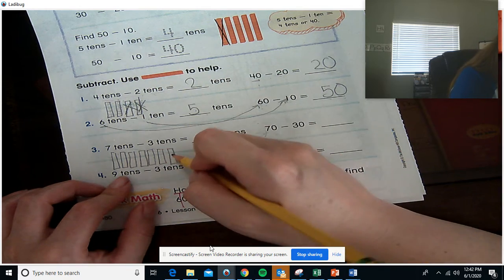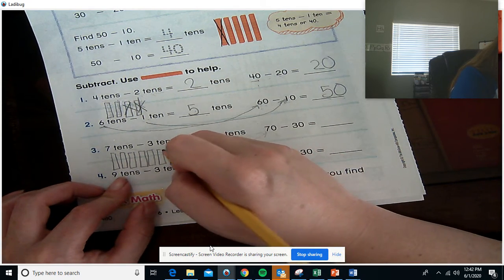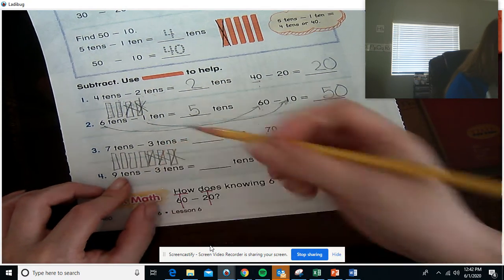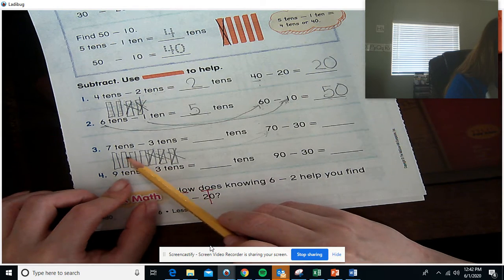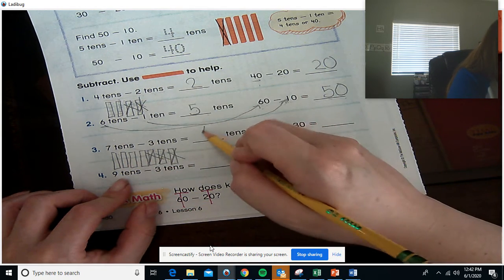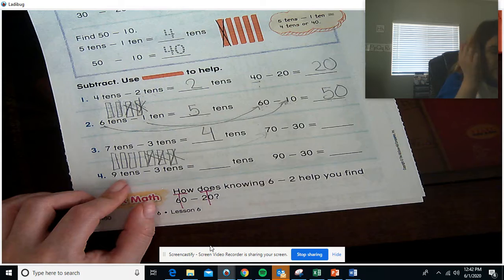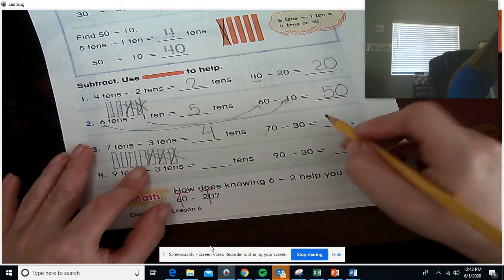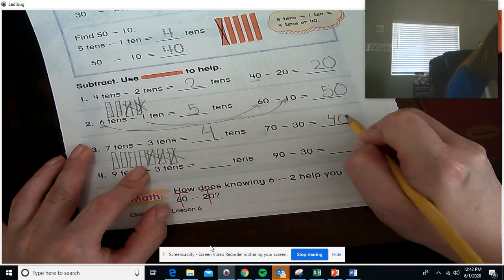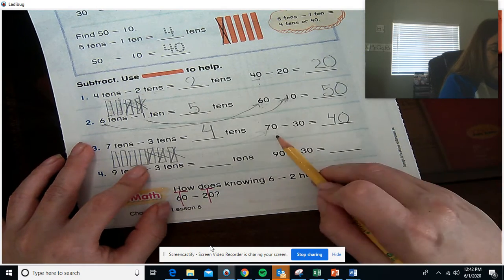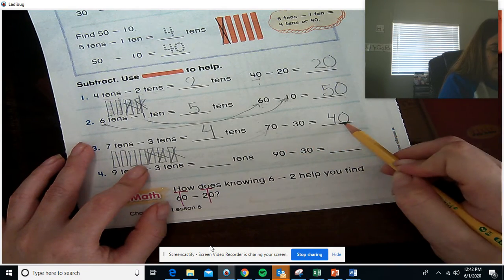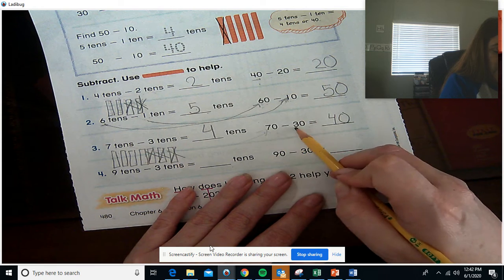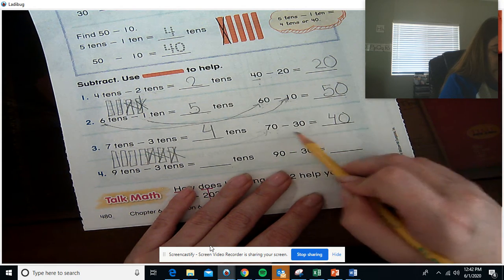Minus 3 tens, so we're going to cross out 3 of them. How many tens are left? 1, 2, 3, 4 tens are left. And what that really means is 10, 20, 30, 40. So 40 little squares are left. 70 minus 30 equals 40. 7 minus 3 equals 4, and then we just bring that 0.